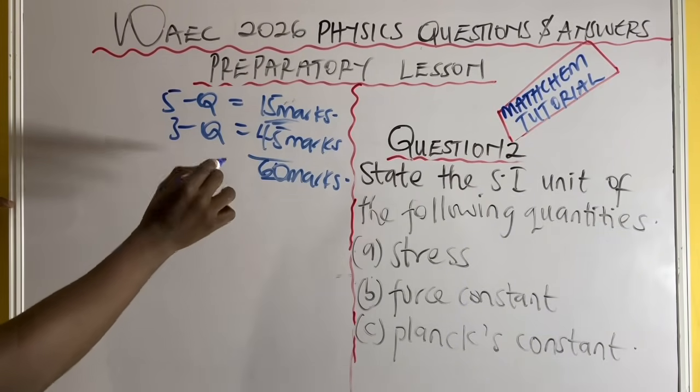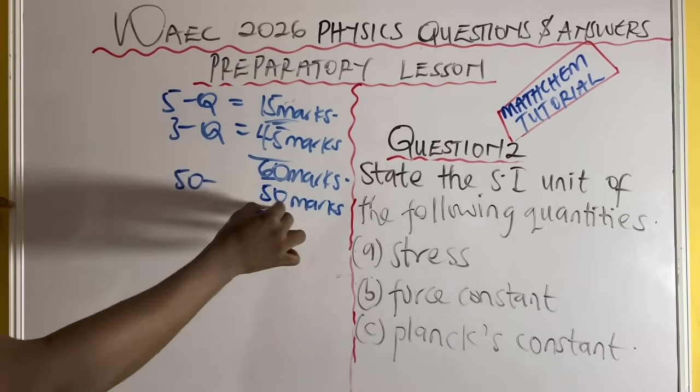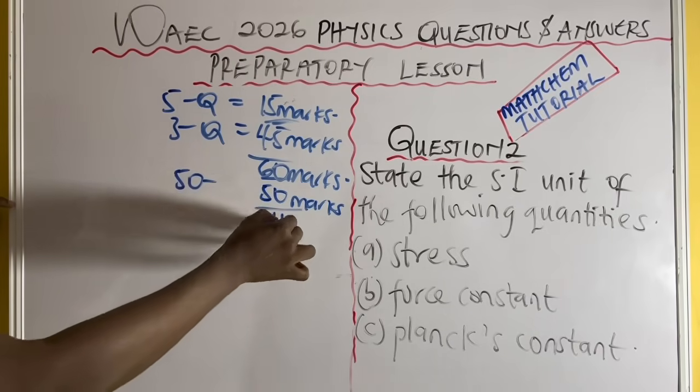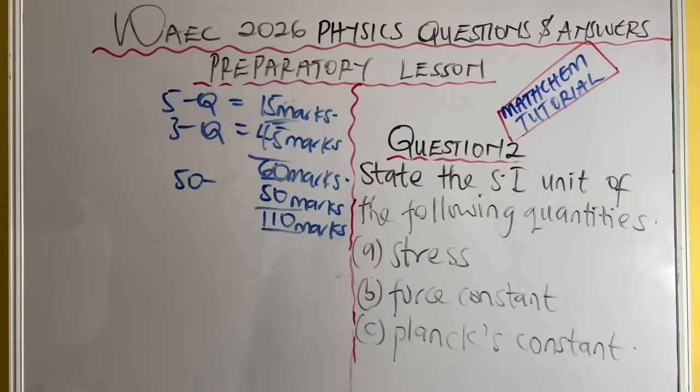The objective is 50 questions, each for 1 mark. So plus 50 marks, that's going to be around 110. 110 marks for the theory and the objective. Your practical is going to be 50 marks as well.